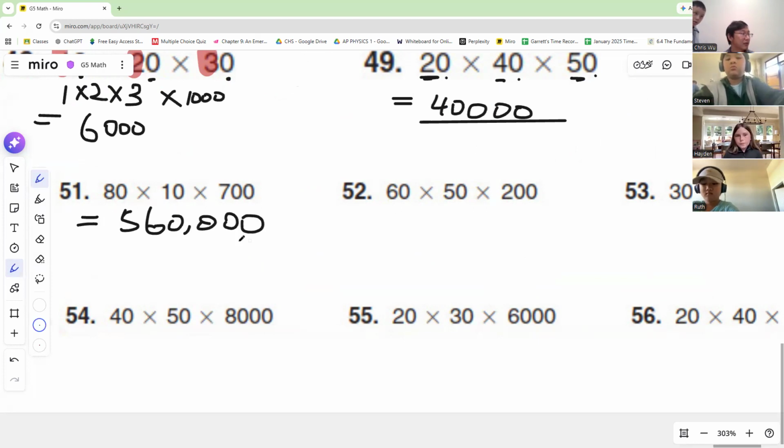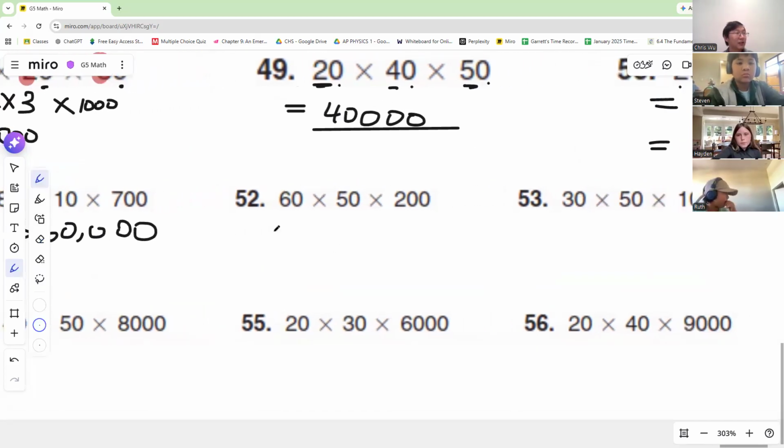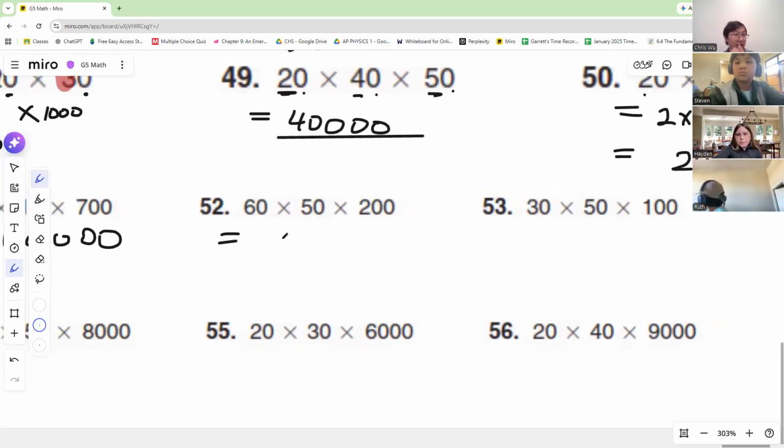Good. Yeah. So 4 zeros in total, 56 followed by 4 zeros. Good job. And put a comma in the thousands place. Good. All right, 52. Let's see here. Stephen, what did you get?